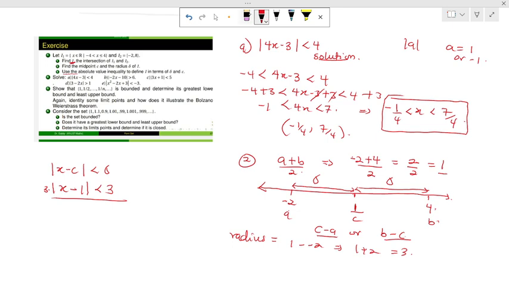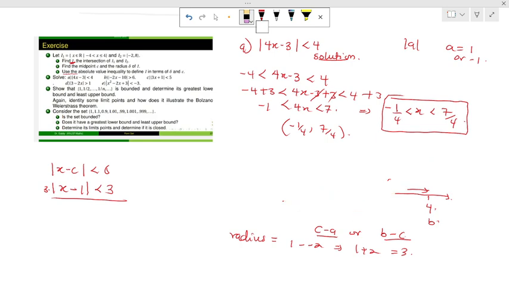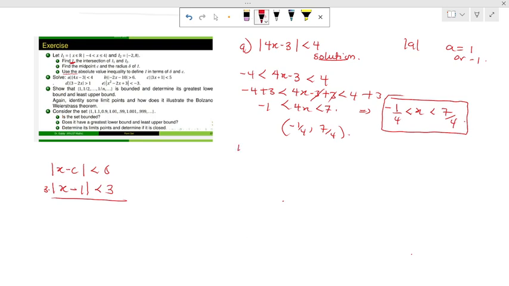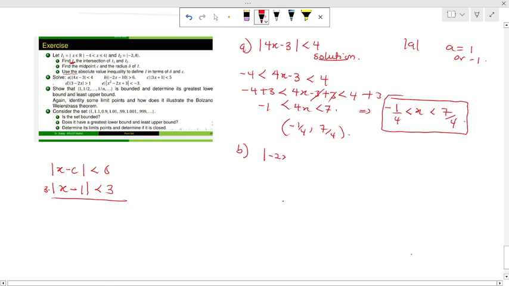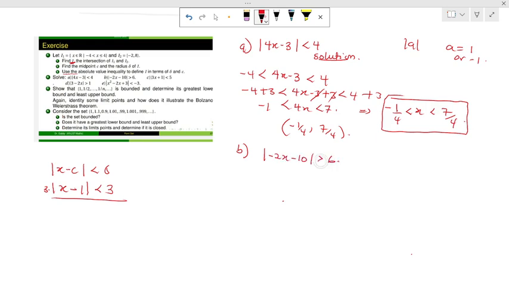Now let's go to the second part. Okay, so for the second part, let's see. So with the second part, that is B, I have absolute of negative 2x minus 10 is greater than 6. Now, whenever you see greater than, you have to take good care of that because it can be very confusing. It's not as less than. Whenever you get a greater than here, as we did here, we can decompose this absolute equation into two forms.